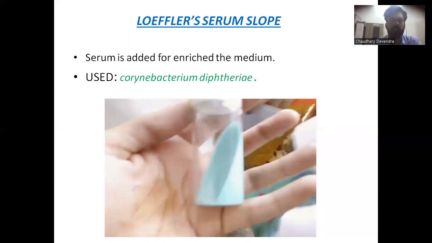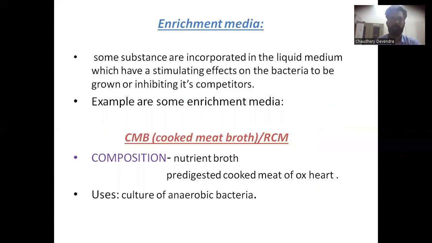Loeffler serum is added to the medium, like for Corynebacterium diphtheriae. So Loeffler serum we use to grow Corynebacterium diphtheriae. It is a type of bacterium.